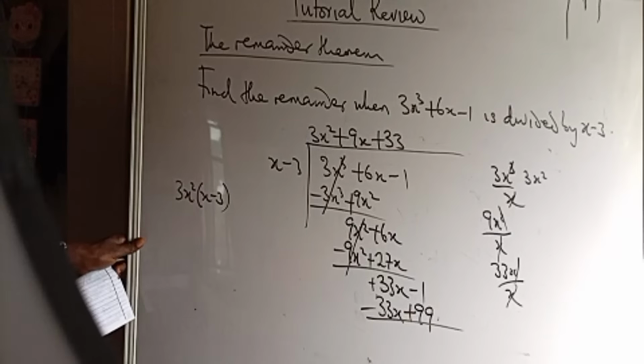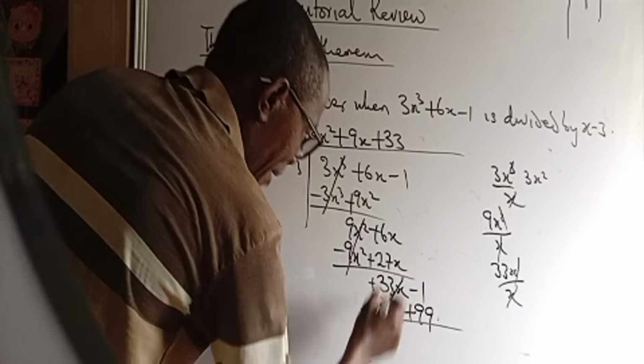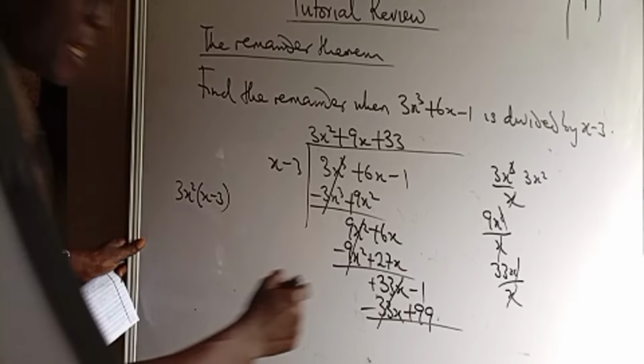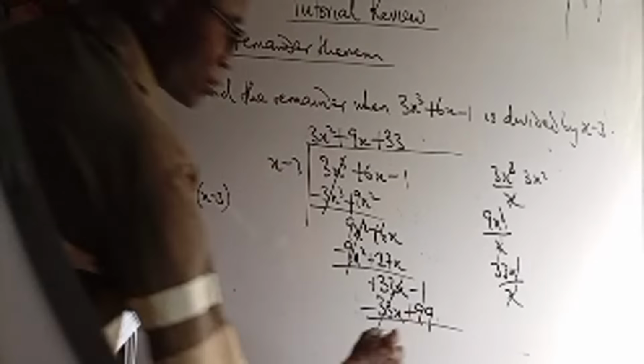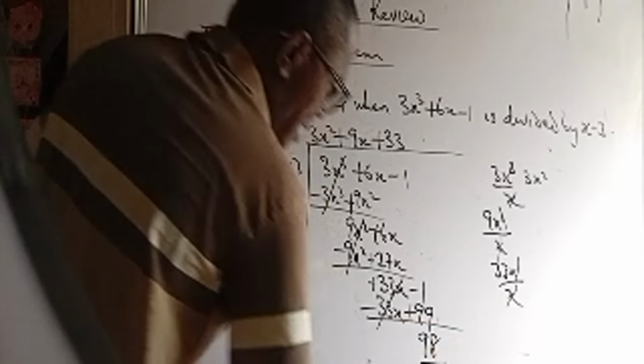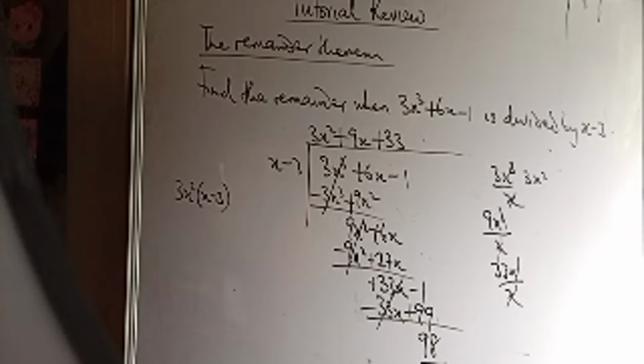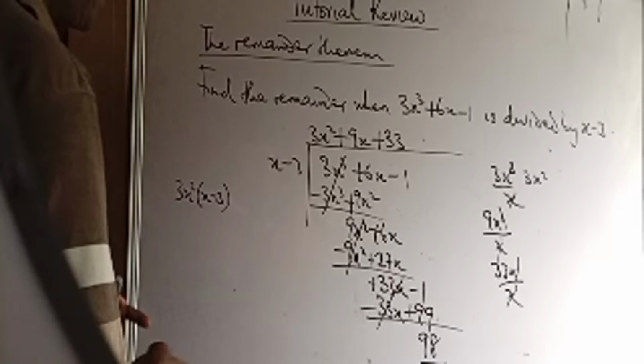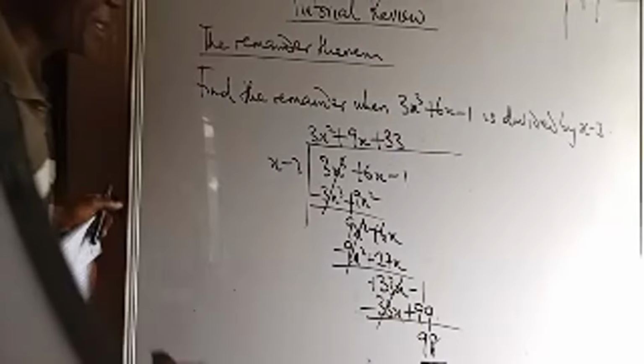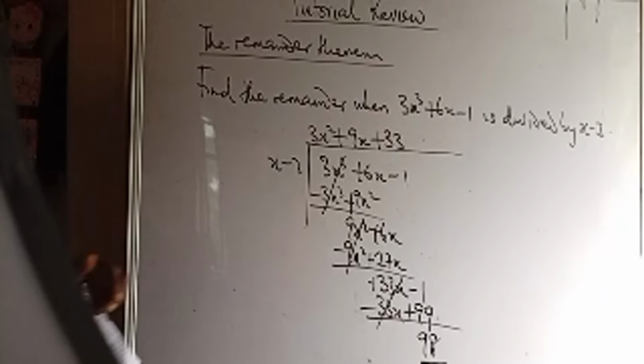Now what do you have left? 33x minus 33x is 0. Now minus 99. So using this long division method, the remainder here is 98. Now you can see how we have wasted a lot of minutes on this alone. So this is time wasting. Don't forget you are doing CBT, and in CBT your working is not needed by the examiner. What is needed is your answer, the accuracy of your answer.